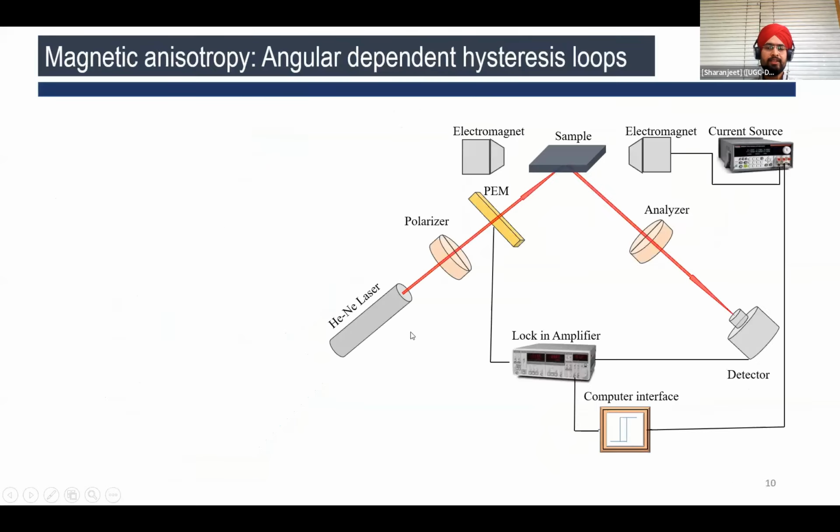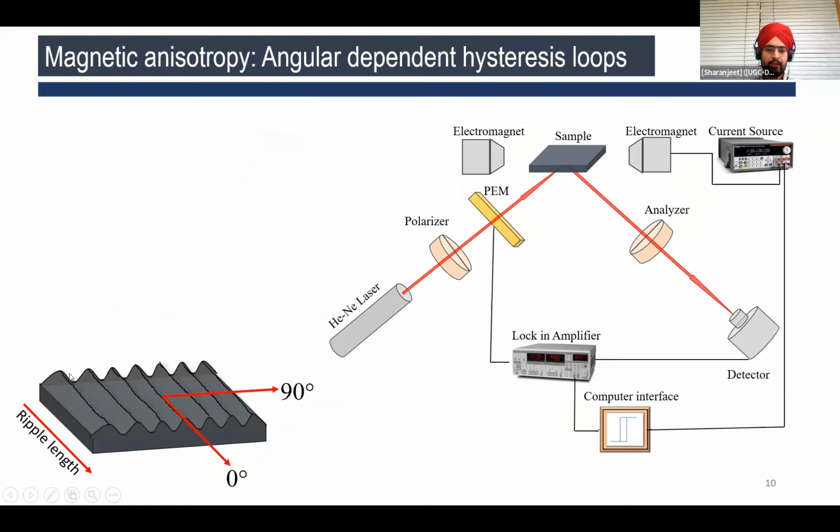So for magnetic characterization, we have used the MOKE in the longitudinal geometry to find the in-plane magnetic anisotropy. The sample has been rotated at various angles with respect to the magnetic field direction, and the MOKE loop has been taken at different azimuthal angles. The direction of magnetic field along the ripple length is taken as 0 degree.